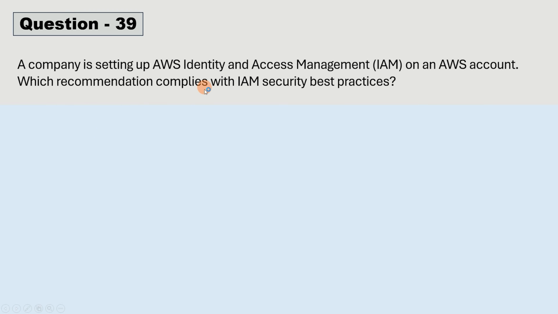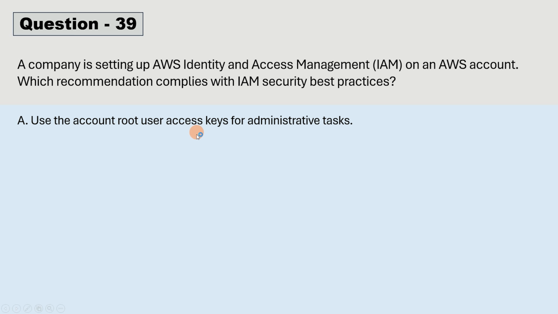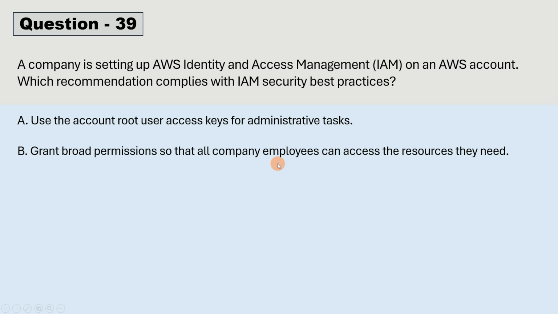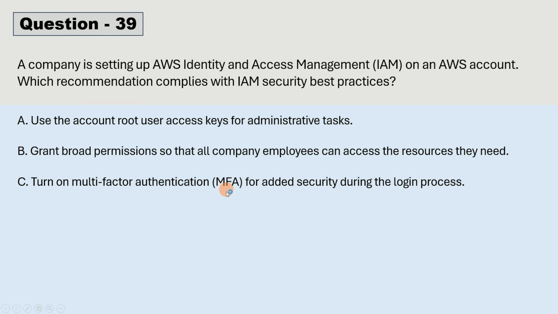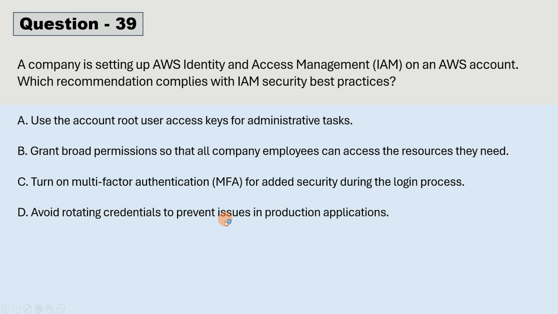Now question number 39. A company is setting up AWS Identity and Access Management on an AWS account. Which recommendation complies with IAM security best practices? Here are the options. Option A, use the account root user access keys for administrative tasks. Option B, grant broad permissions so that all company employees can access resources they need. Option C, turn on multi-factor authentication for added security during the login process. Option D, avoid rotating credentials to prevent issues in production applications. So go through all the options, try to understand them, and then guess the answer.